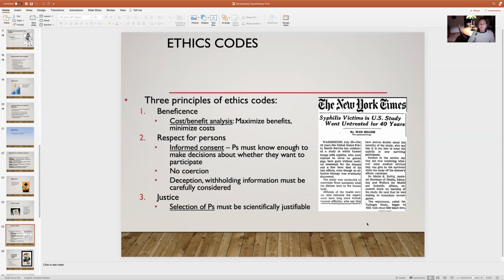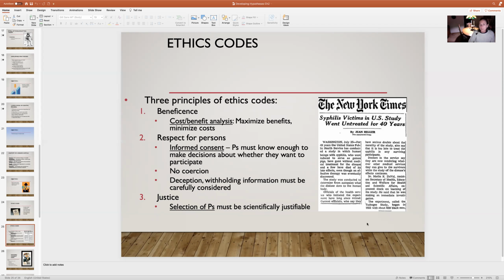Number 2 is respect for persons, and that is done usually with human subject research as informed consent. And that's this idea that participants need to know enough about what they're going to be involved in to make good decisions about whether they want to participate. You cannot coerce participants to be part of a study. You can't say, hey, here's this $100. You want it? You want it? Here, come be part of my study. No, you can't do that.